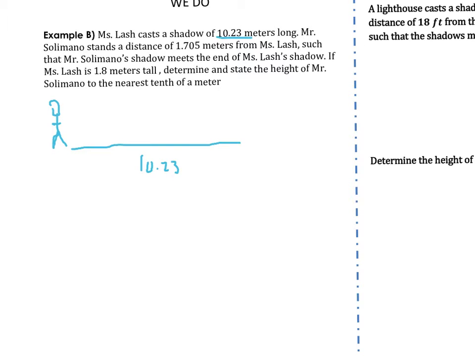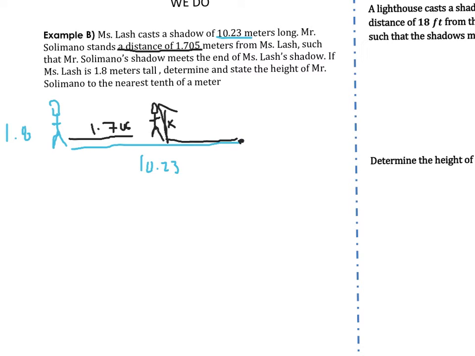Mr. Salamano stands a distance of 1.7 meters away from Miss Lash. So 1.705. And then Mr. Salamano is standing that far away. He is shorter. And such that Mr. Salamano's shadow meets at the end of Miss Lash's shadow. So our shadows are going to meet at the exact same place. If Miss Lash is 1.8 meters tall, determine and state the height of Mr. Salamano.